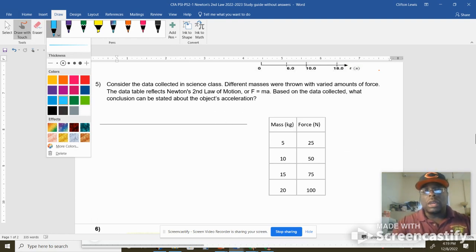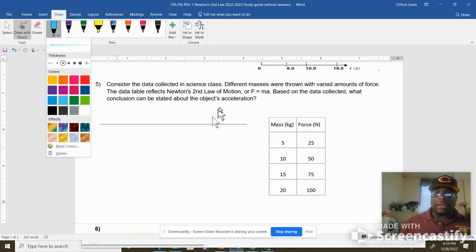I consider the data in the science class. It's pretty simple. All right, so different masses were thrown with various amounts of force. The data reflects Newton's second law of motion: force equals mass times acceleration. Based on the data collected, what conclusion can be stated about the object's acceleration? So these are various objects. Different masses were thrown. So this table represents different masses: mass 1, 2, 3, and 4.